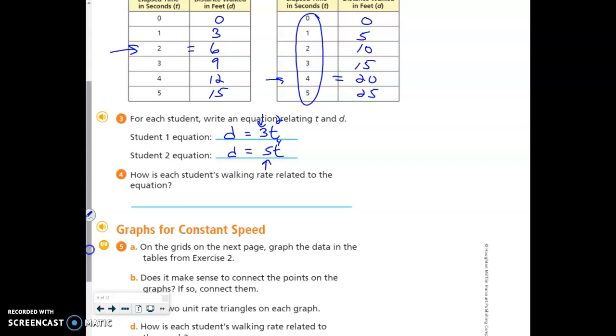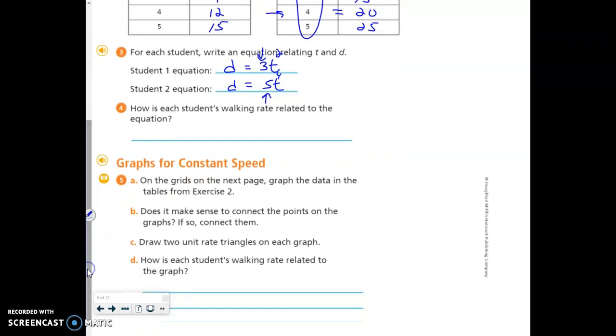So if we get a number that's a little bit bigger, let's say that they chose to walk for 30 seconds, right? If we said student 1 wants to walk for 30 seconds, how far is he going to have traveled? Well, now we take 3 times 30 and realize that he has walked 90 feet. Or if we say for student 2 that he wants to walk for 60 seconds, okay, he's going to walk for a full minute, we plug 60 in for T, and we realize that 5 times 60 is 300, and he's going to have walked 300 feet.